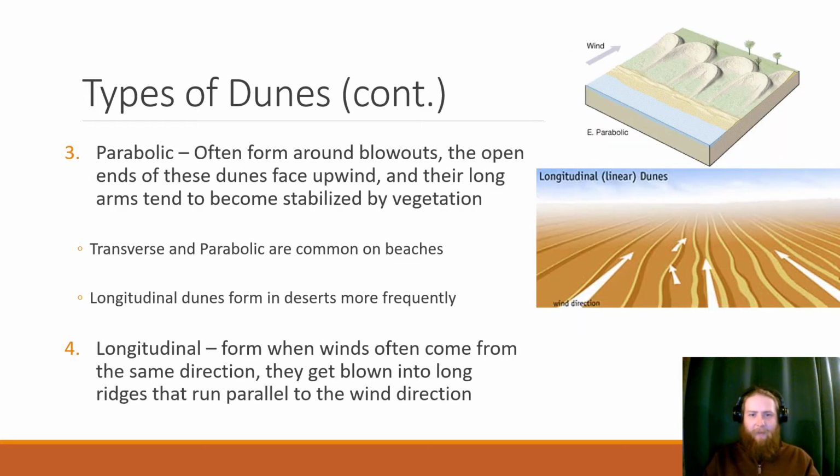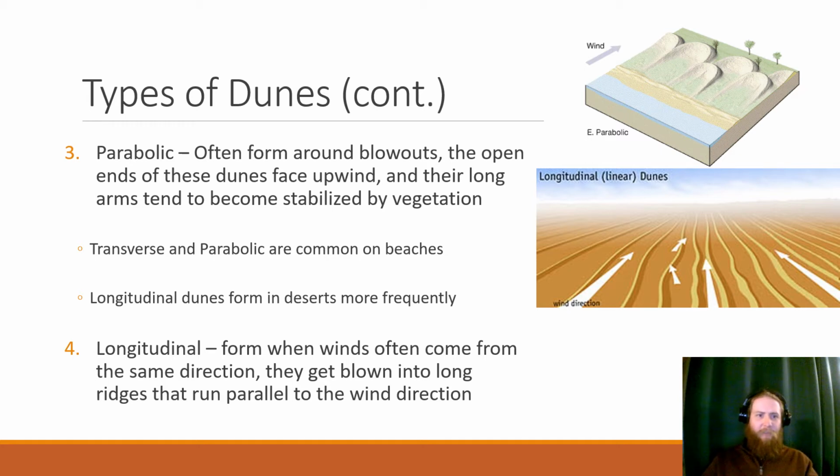All right, parabolic dunes. These often form around blowouts. The open end faces upwind, and their long arms tend to become stabilized by vegetation. Vegetation will grow in that kind of deeper sand. Transverse and parabolic dunes are very common on beaches, and longitudinal dunes, which are next, form in deserts more frequently.